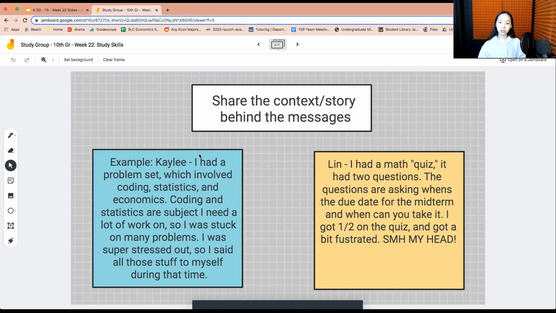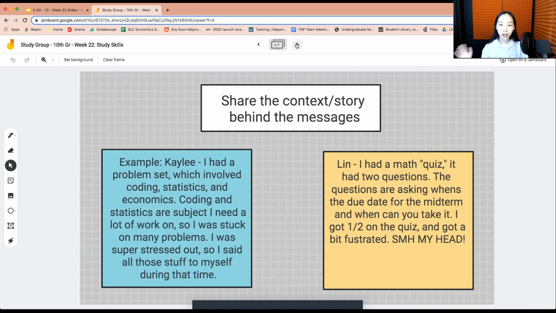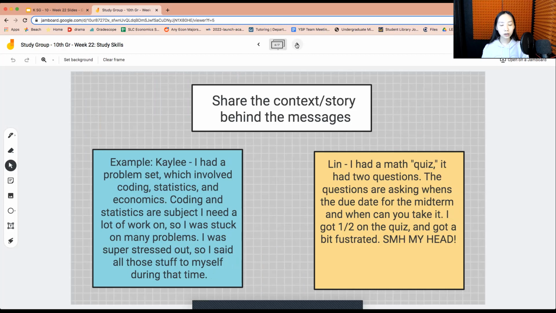And here are some context and story. An example I had was a problem set which involved coding, statistics, and economics. Coding and statistics are subjects I need a lot of work on, so I was stuck on so many problems. I was super stressed out, and I said all those things on the previous slide to myself. But I eventually got over it, and I created study groups, right? So that's why study skills are important. You learn when you need to start improvising and getting better at stuff by taking action.